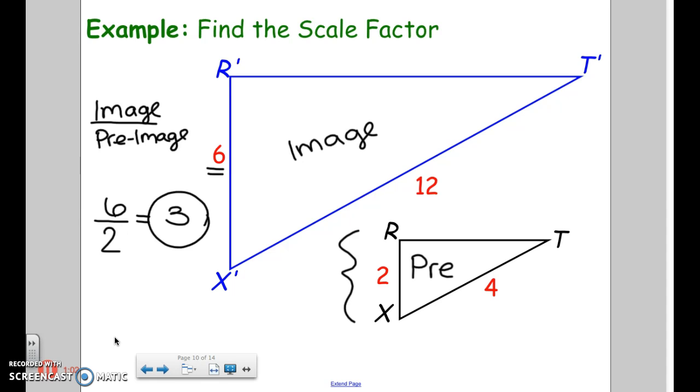If I take 2 and times it by 3, I get 6. If I did 4 times 3, you can get 12. So this will allow you to find the scale factor and then actually apply it to find all the missing lengths.